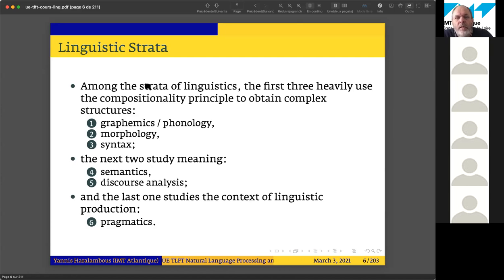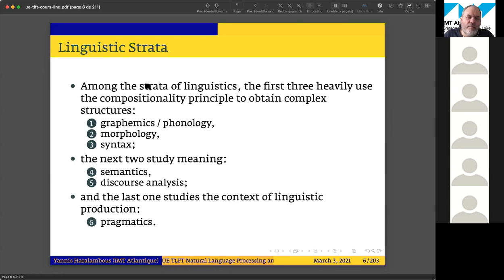So in text mining, we very often, if not always, start with a corpus, the corpus of our problem. And we process this corpus. And of course, if it's computer data, then it's text or voice. And then we have to deal with the lowest level. If it's text, it will be graphemics. If it's voice, it will be phonetics and phonology. And once we have processed this level, we have to move to morphology, to syntax.